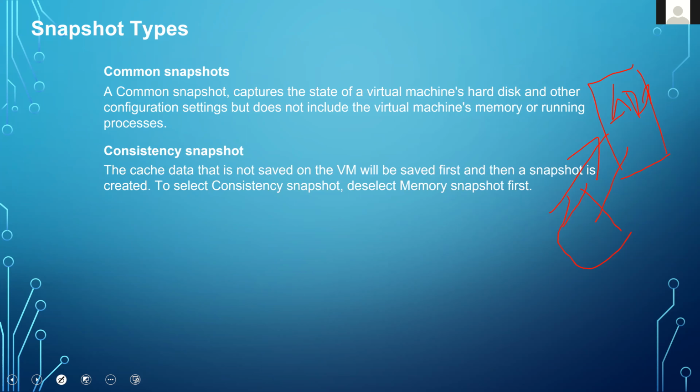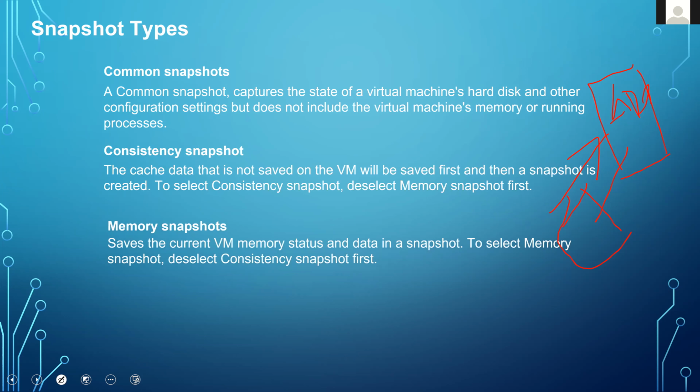But in this snapshot, your memory data will also not be stored. So this is just for the file system. Your file system will be consistent. It depends. Maybe you don't need the memory data. You just need the disk data to be consistent and saved properly. So this is called a consistency snapshot.